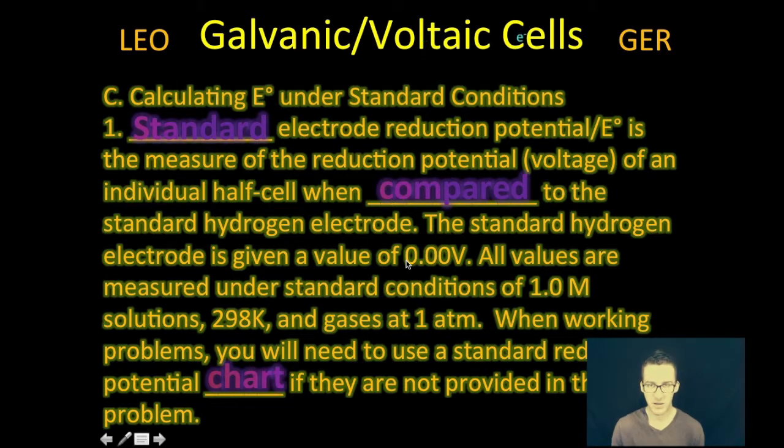You used to be provided with a chart on the AP chemistry exam. They no longer give you the chart. Don't freak out. It's actually a little bit easier. They now specifically give you the reduction potentials that you need. So instead of having to scan through an entire list, they just give you the reduction potentials that you need.